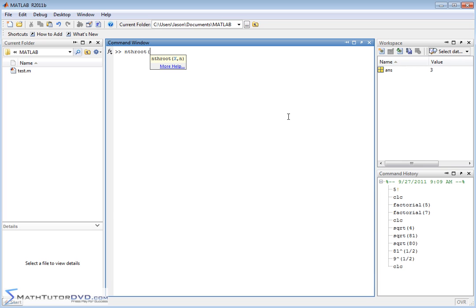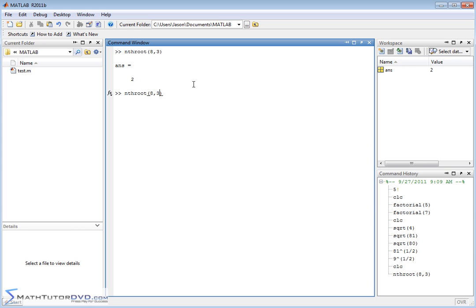Let's type in nthroot and something we know. I happen to know that the cube root of 8 is something we can easily find. The first number you pass is the number you want to take the root of. The second number you pass is what root it is, so in this case it's a third root, or cube root. We hit enter, and the answer is 2. The reason it's 2 is because 2 times 2 times 2 gives you 8.